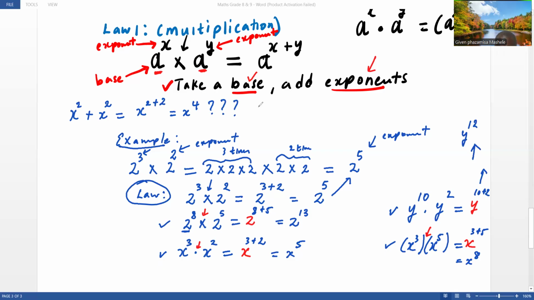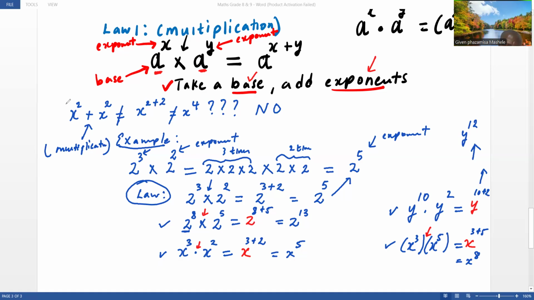The answer is no. Why? Because there is no multiplication. So it means the law applies, is true when we have multiplication. So this is not the same. It's not true. We'll talk more about this.